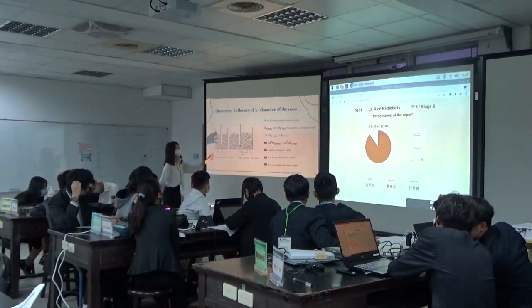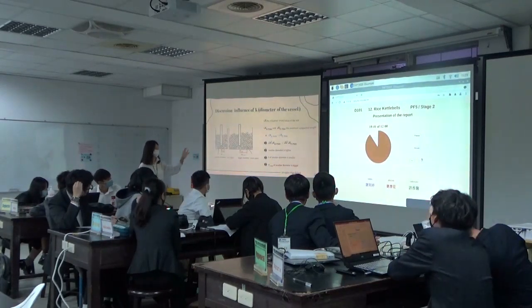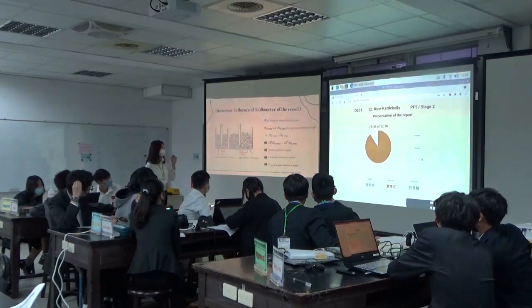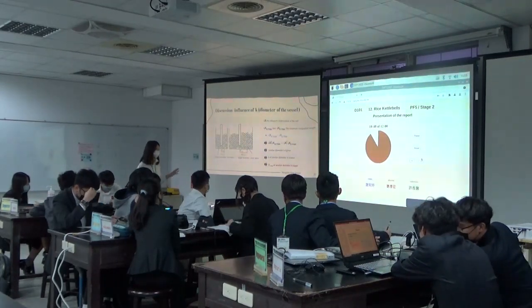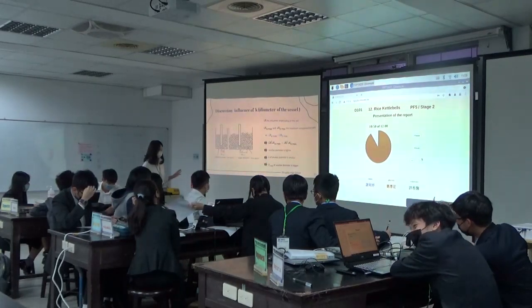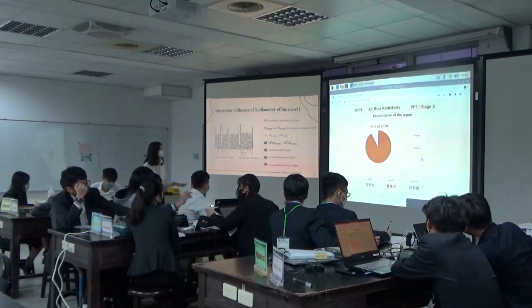So we know that the smaller the diameter is, the tighter it will be. And the smaller the diameter is, the smaller K is. For our maximum stick friction, the smaller diameter gives a bigger value.